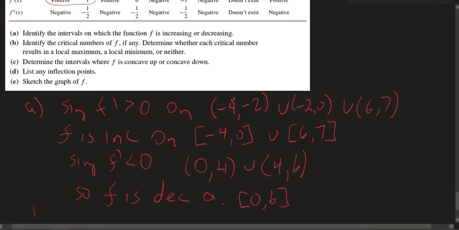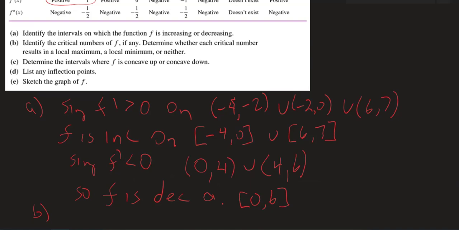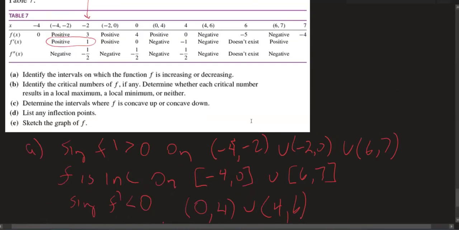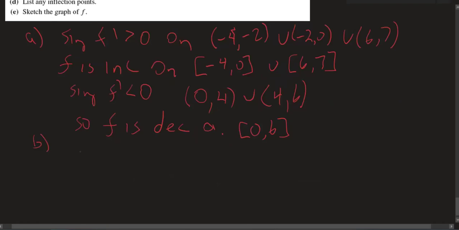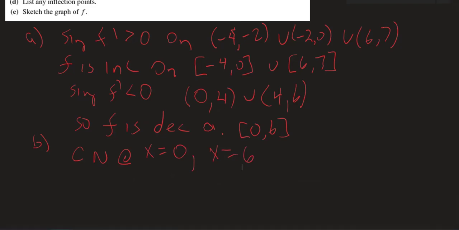Okay, so part B, we want to identify the critical numbers of f, if any, and determine whether each critical number is a relative max, relative min, or neither. If we look at the sign chart again, critical numbers occur when the derivative is 0 or undefined. Well, the derivative is 0 at x equals 0, and it's undefined at x equals 6. So critical numbers at x equals 0 and x equals 6.